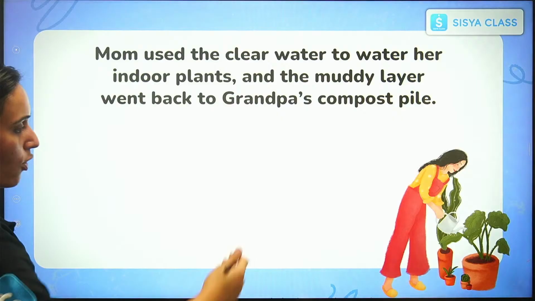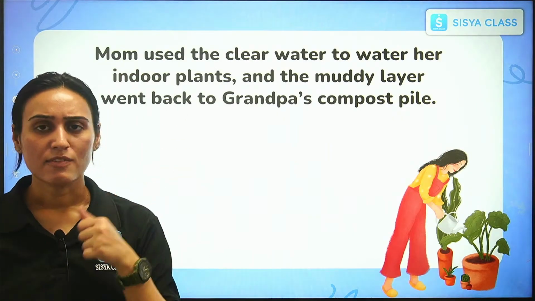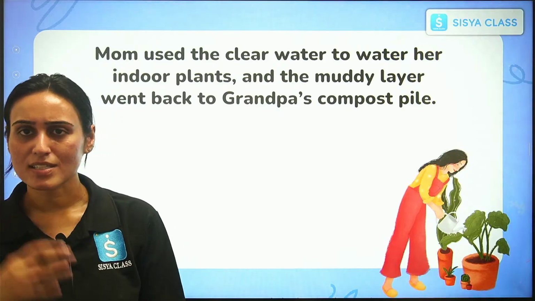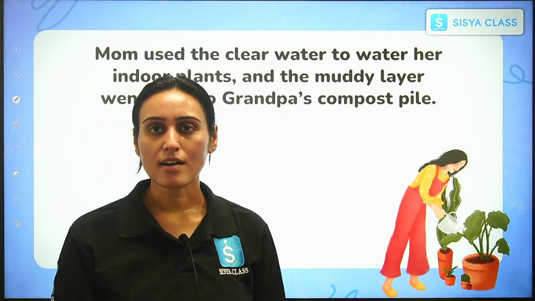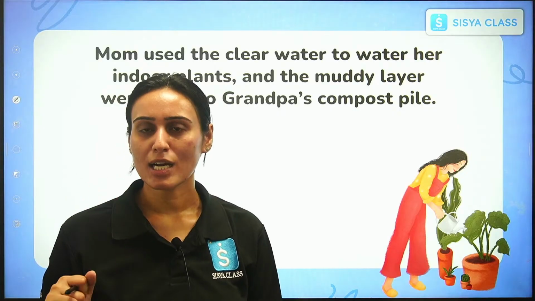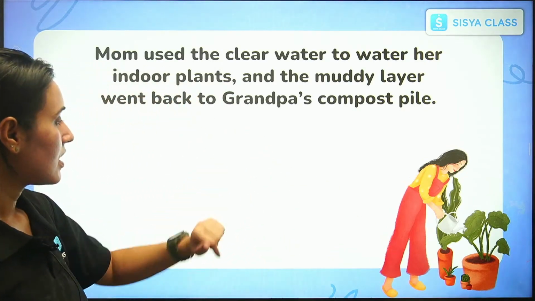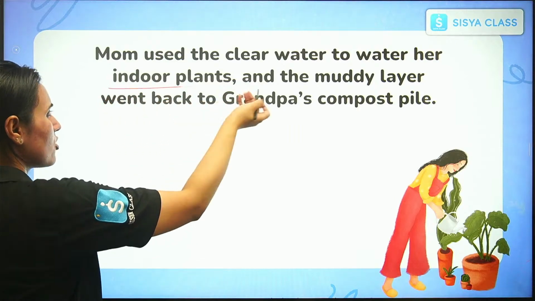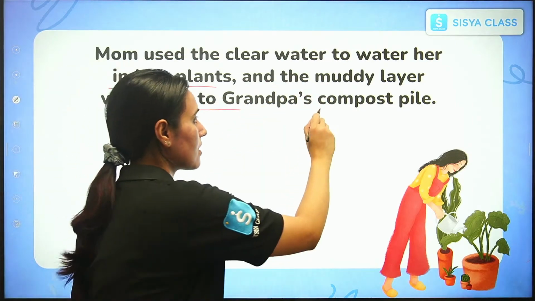So now whatever liquid was left behind, we can use it to water our plants, we can use it to wash different surfaces. It will have plenty of uses because it is not muddy anymore. Now you have that water with you, comparatively cleaner, right? So their mom used it to water indoor plants, and the muddy layer went back to grandpa's compost pile.